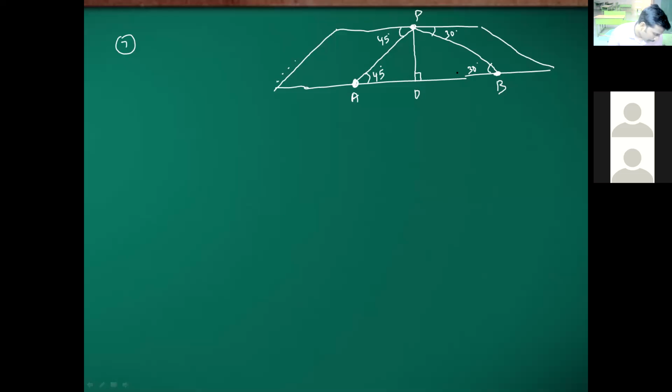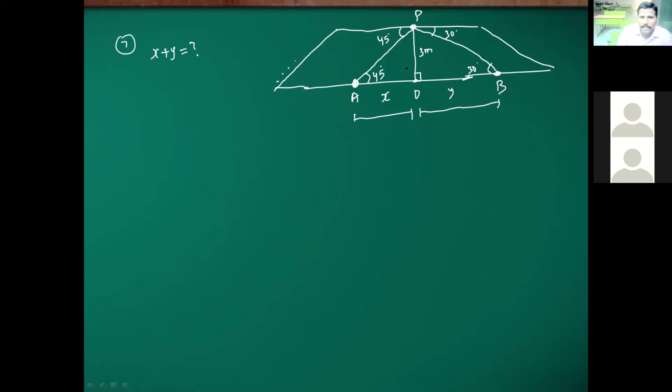Now the bridge is at a height of 3 meters from the water level of the river. Means the height of the bridge is given. Find the width of the river. Suppose the width is x and y. X means AB, y means DB. These two together, x plus y, they are asking. The width of the river, we need to find x plus y. So what they ask you to find is x plus y. Okay, now let's go for that.